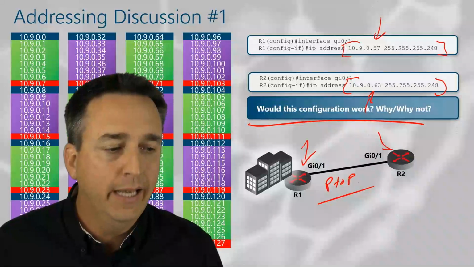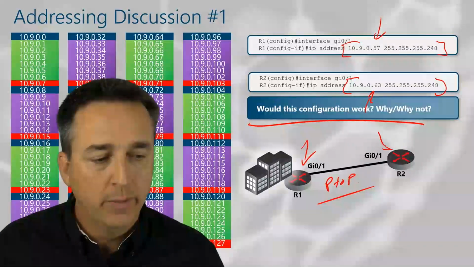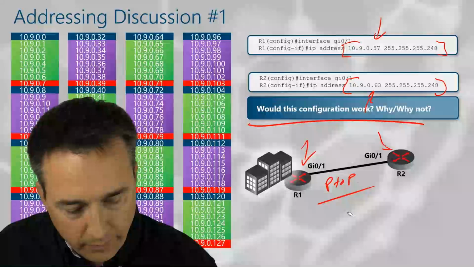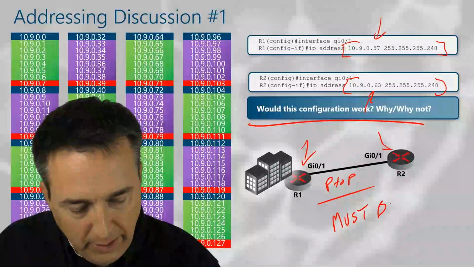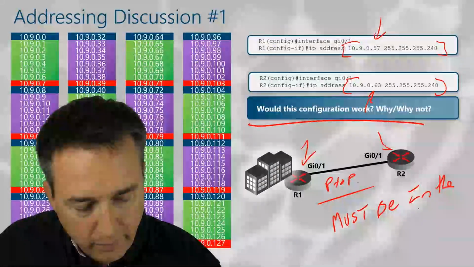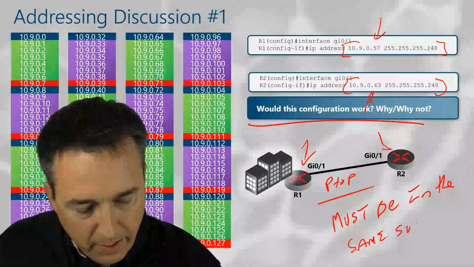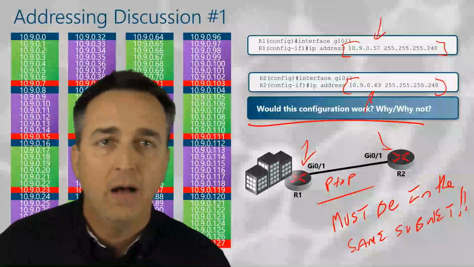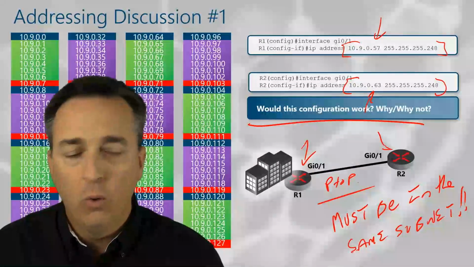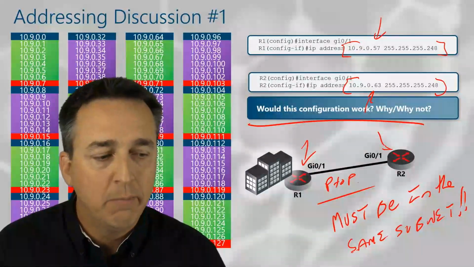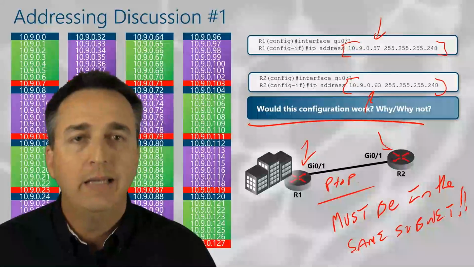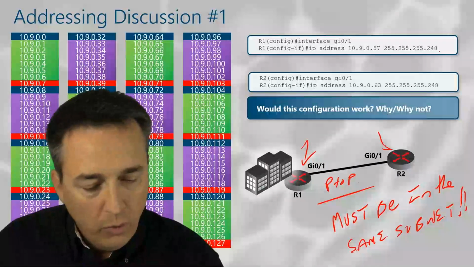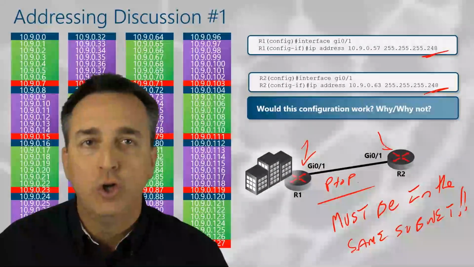The question is what is the requirement? The requirement is that both of these interfaces must be in the same subnet, and neither of them can be the network ID or the directed broadcast address, right? They must be in the same subnet, and neither of them can be the network ID or the directed broadcast address.